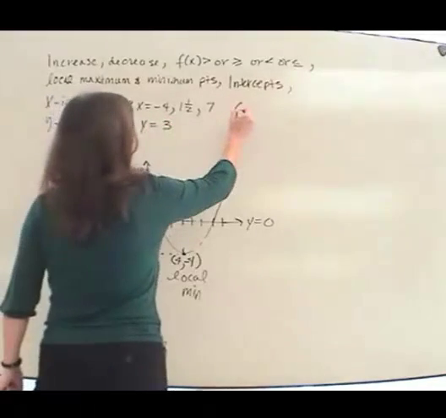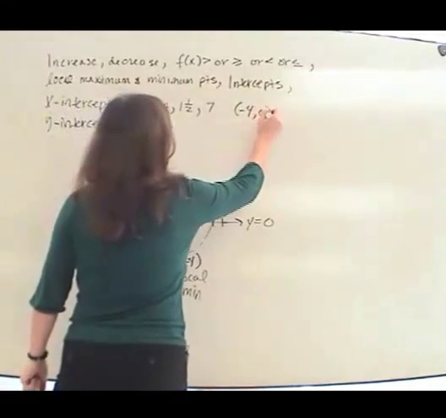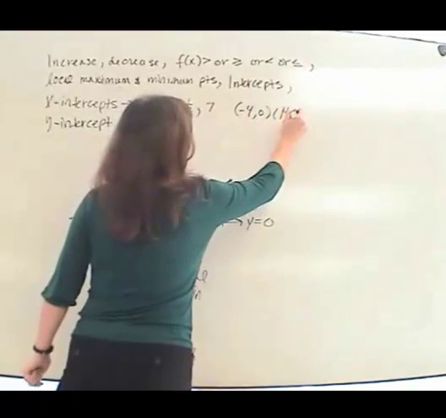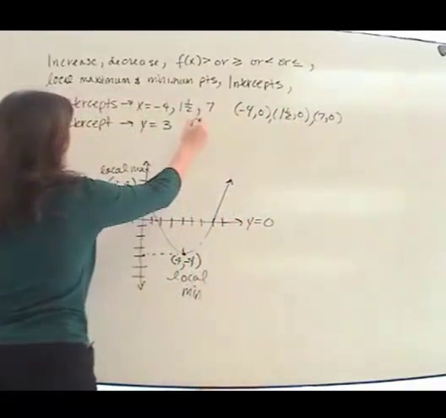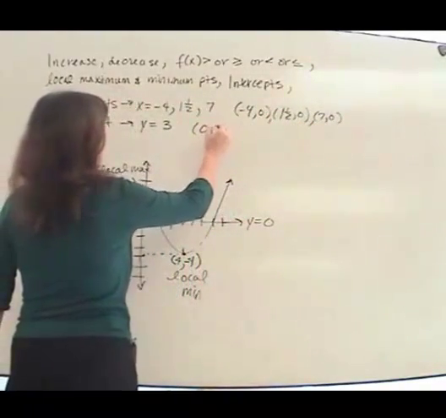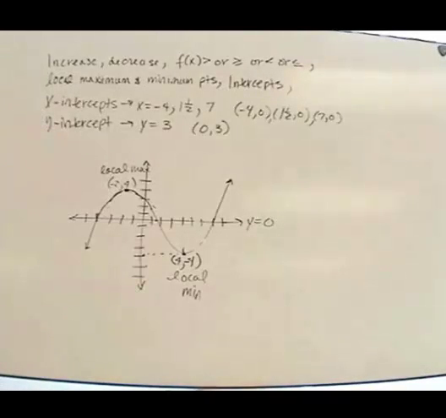Okay, and you could write these as points. That would be negative 4, 0, 1.5, 0, and 7, 0. And this would be written as 0, 3. So when you have x-intercepts, your y's are always 0. When you have y-intercepts, your x's are always 0.